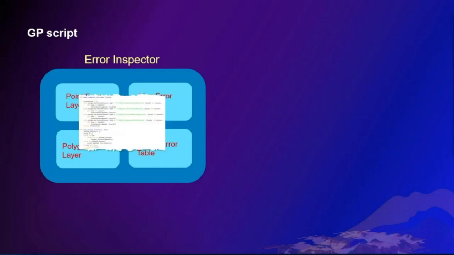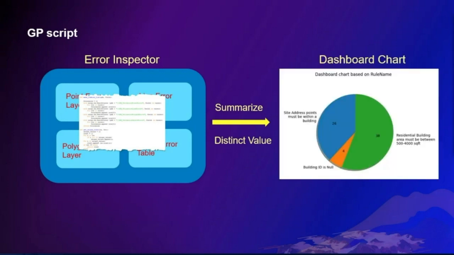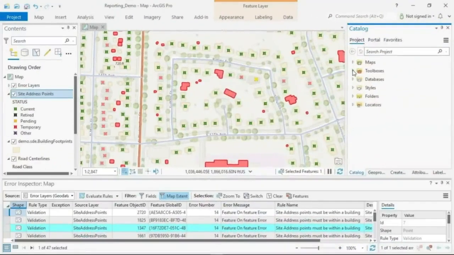That's why the Data Reviewer team created this custom Python script that will query data from different error layers in your geodatabase and create on-the-fly charts and reports that you can save and share with others. This Python script summarizes the result based on the selected input field from all the error layers and then gets a distinct count of that field's values to generate a dashboard chart. This script is available to everyone in Data Reviewer blogs under Esri community. I would encourage everyone to download it and provide suggestions in the blog. So let me show you how this script works.